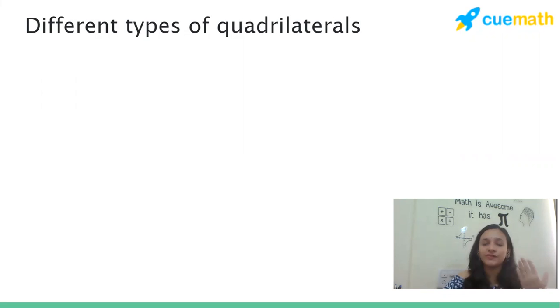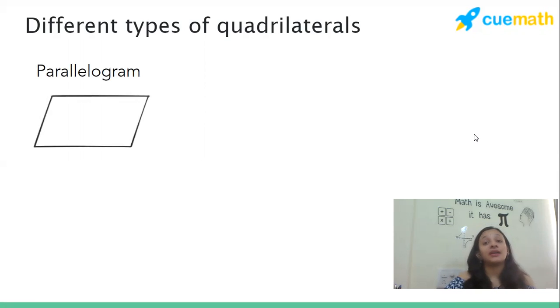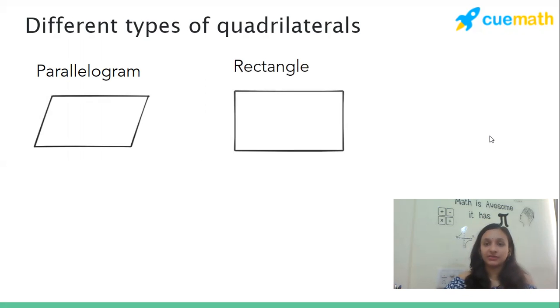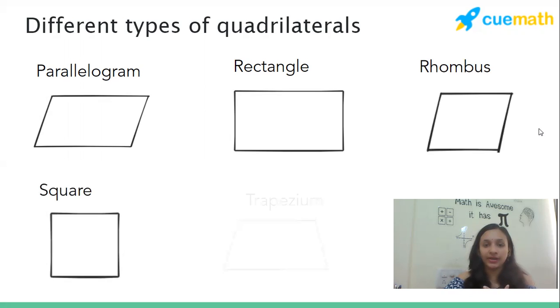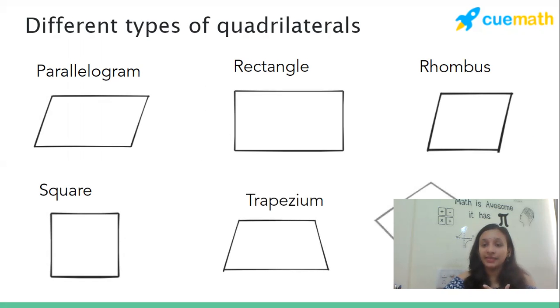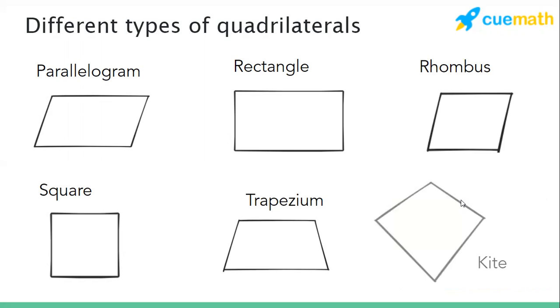So that is what you have to always keep in mind, the different properties associated with different types of quadrilaterals. So we'll first see what are all the different types of quadrilaterals that we have. The first one being a parallelogram, the second one being a rectangle, third what we have is a rhombus, then we have a square, and then we have a trapezium, and then finally what we have is a kite. I think you all would be able to see a kite. So we have a parallelogram, a rectangle, a rhombus, a square, trapezium, and a kite. So these are the different types of quadrilaterals that we have.